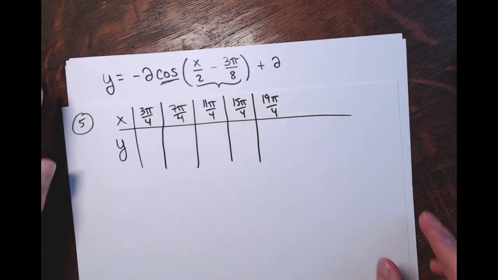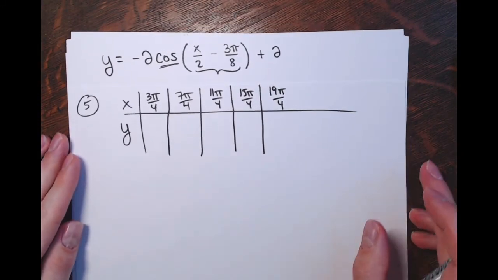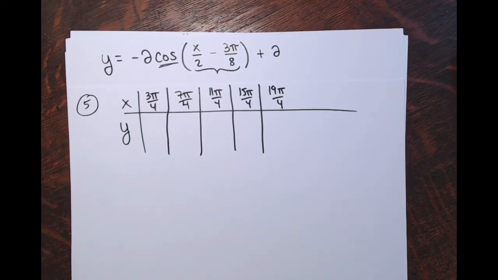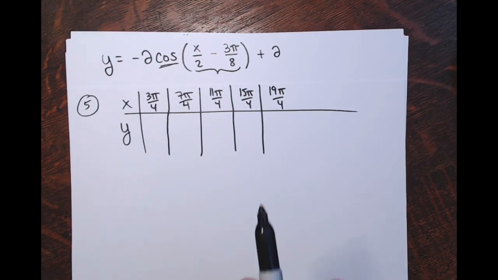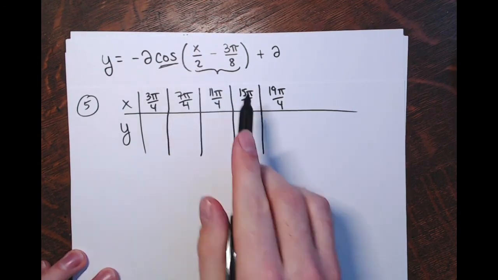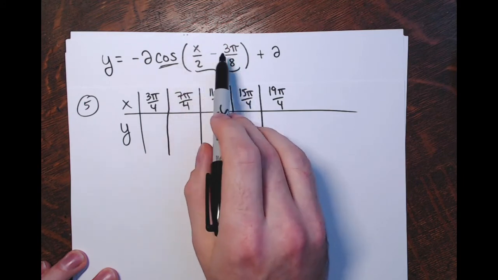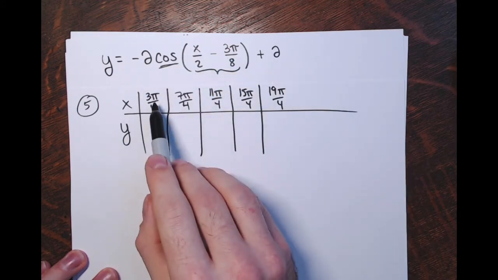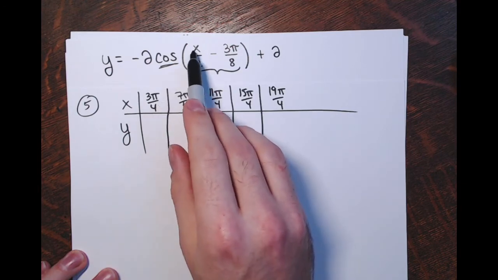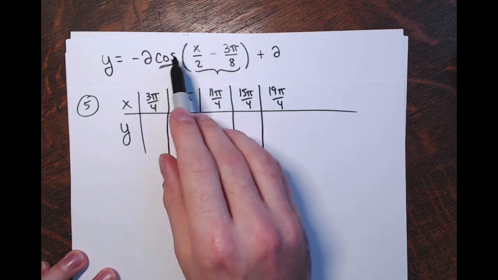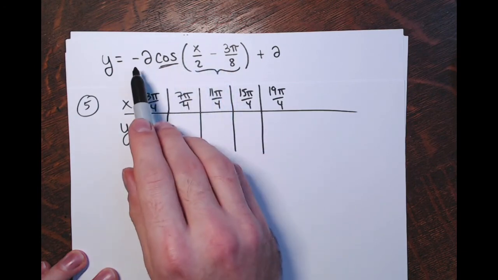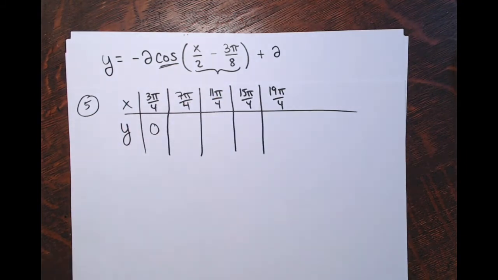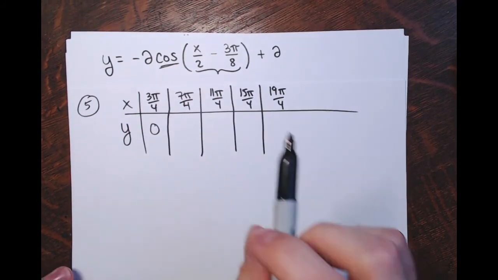All right, now I'm going to say things probably pretty quickly here. You verify it for yourself. Plug these values in for x and simplify the thing inside, take the cosine, multiply by -2, then add 2. So I already said earlier, when I plug in 3 pi over 4 for x, you're going to get 0 in here. Now the cosine of 0 is 1. And -2 times 1 is -2, plus 2 is 0. So input 3 pi over 4, output 0.